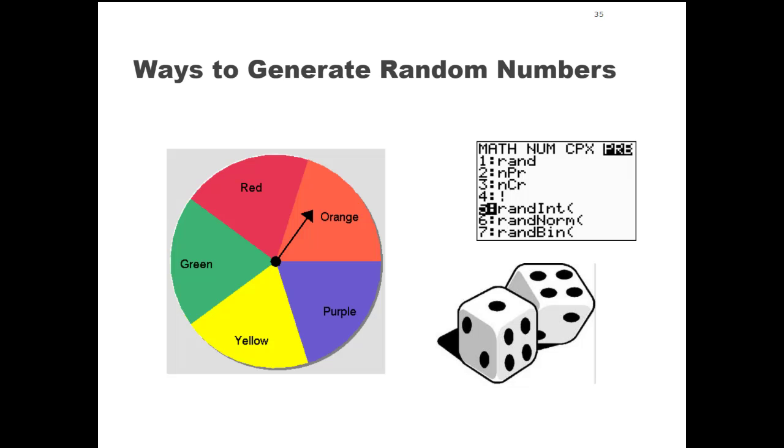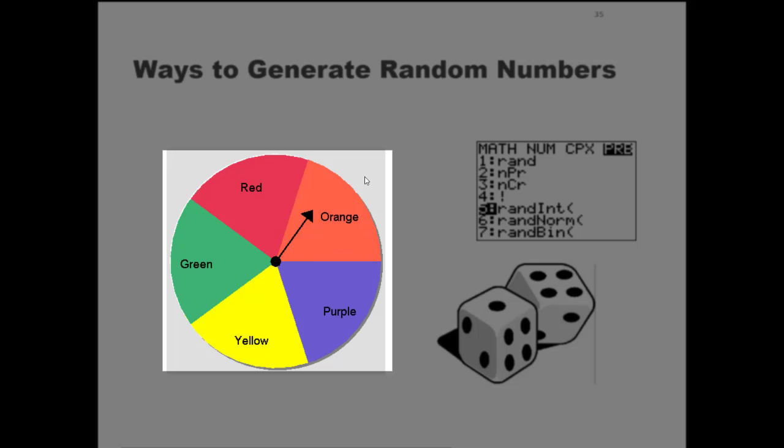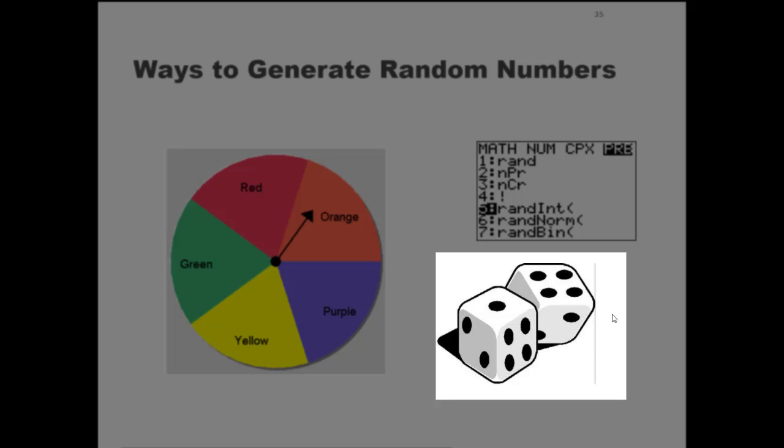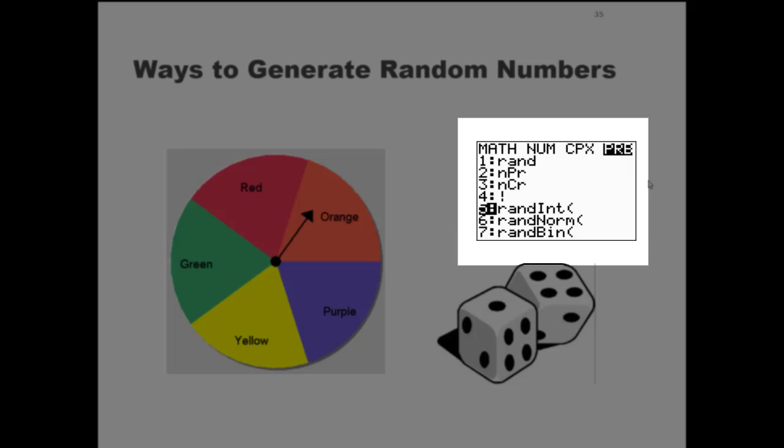There's lots of different ways to generate random numbers. A lot of these you might have worked with at some point in your educational career. In elementary school, teachers might use something like a spinner to show how probability may work. Of course, there's dice that also demonstrate how probability may work or the chance events. Technology, such as calculators and computer programs, will also generate random numbers.